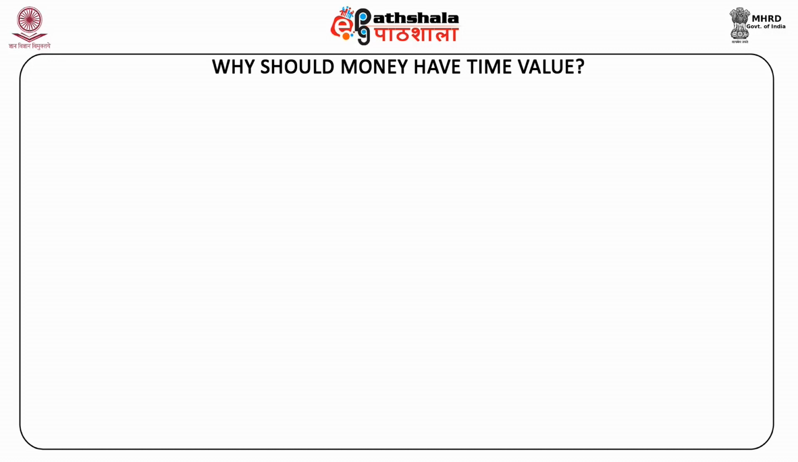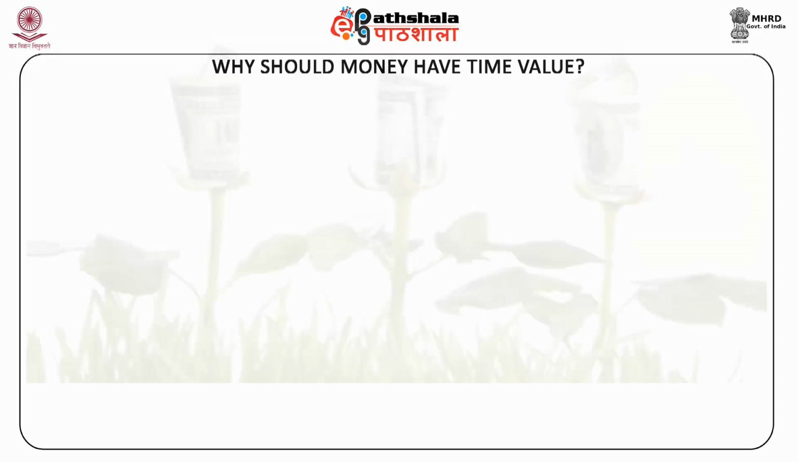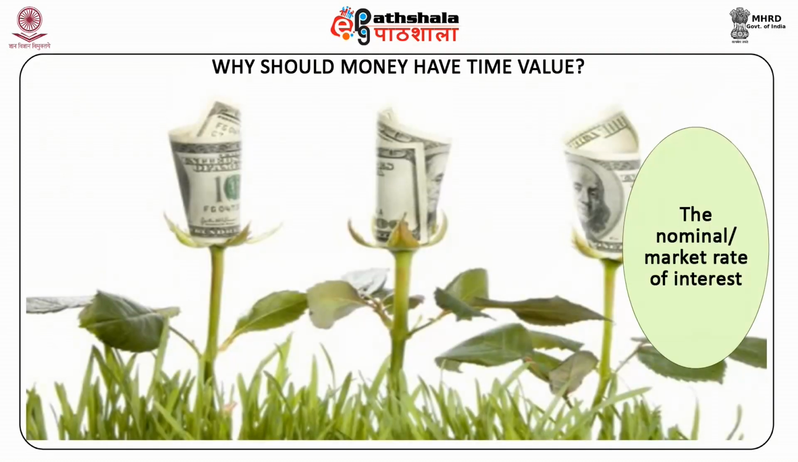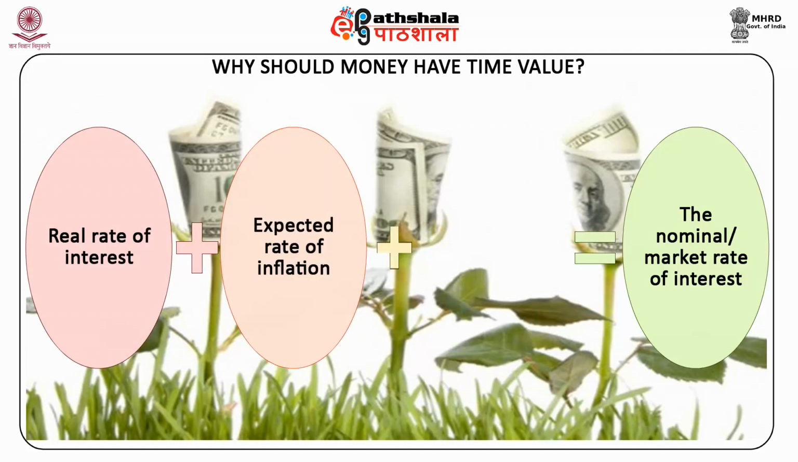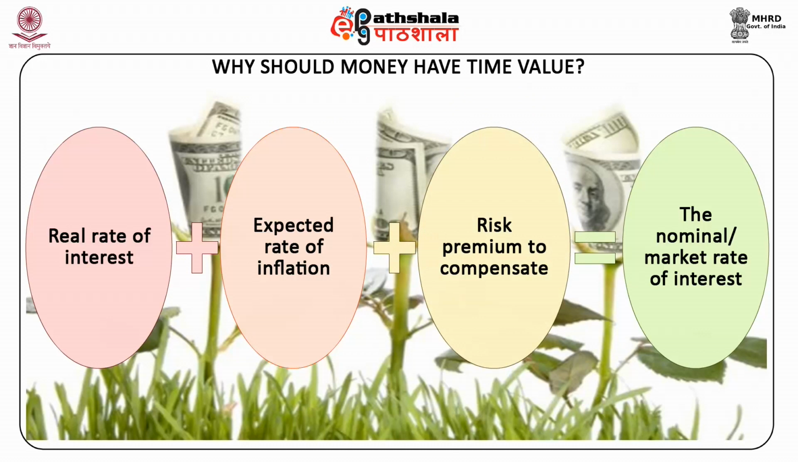Firm can accept the project if the present value of cash flows at the desired rate of interest exceeds the initial outlay of rupees 2 lakhs or at least equals the initial investment of rupees 2 lakhs. The rate of interest can be calculated from the following formula. The nominal or market rate of interest is equal to real rate of interest plus expected rate of inflation plus risk premium to compensate for uncertainty.